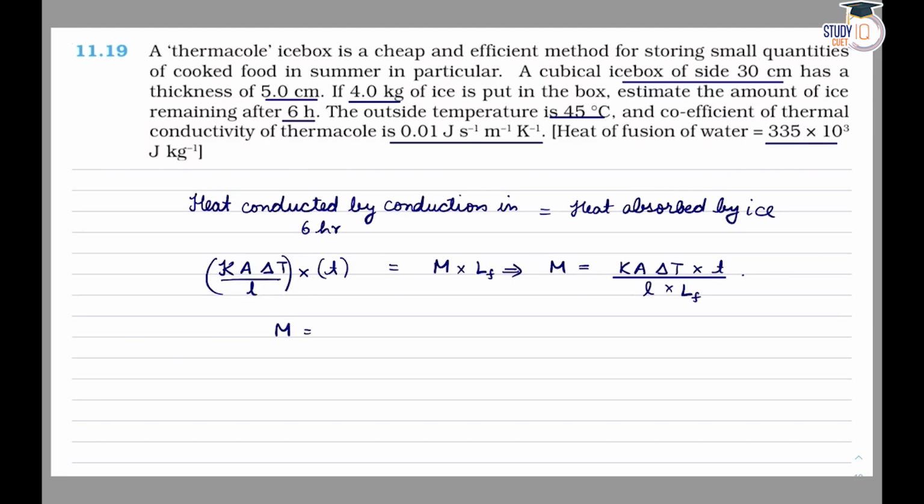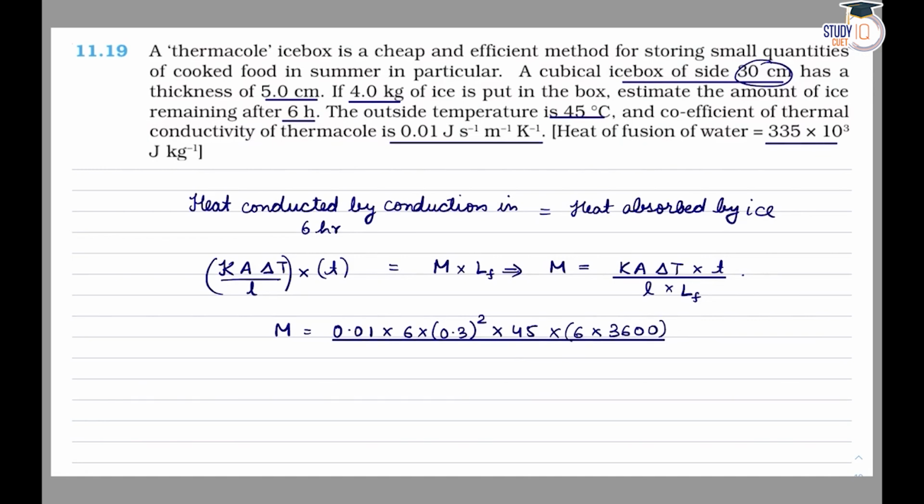Now mass is equal to, K is 0.01. Area: if it is a cubical box, there are 6 faces of side length L each, and thereby each face will have area L square. Since there are 6 faces, I can write it is 6 into L square. L is 30 centimeter, that's why 0.3 square, into temperature difference, 45 degrees Celsius. Time is 6 hours, so 6 into 3600. So I have converted time into seconds.